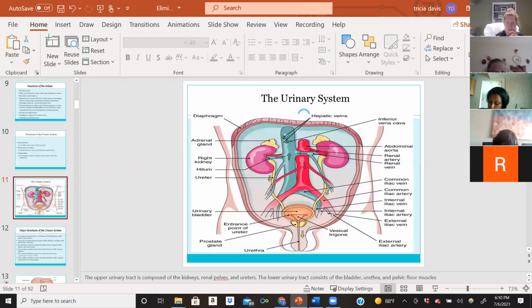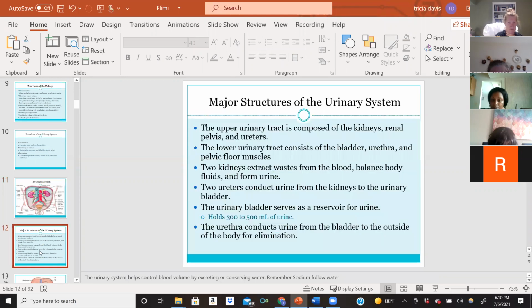So this is just a picture of your urinary system. The upper urinary tract is going to include your kidneys, your renal pelvis, and your ureters. The lower urinary tract is going to consist of your bladder, your urethra, and your pelvic floor muscles. So the upper urinary tract, that's the kidneys, the renal pelvis, and the ureters. The lower consists of the bladder, the urethra, the pelvic floor muscles.